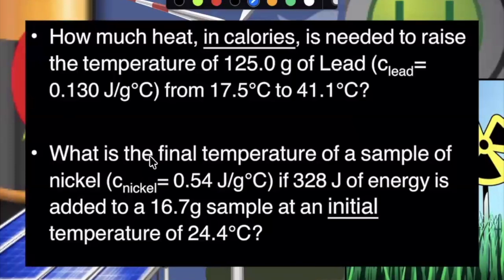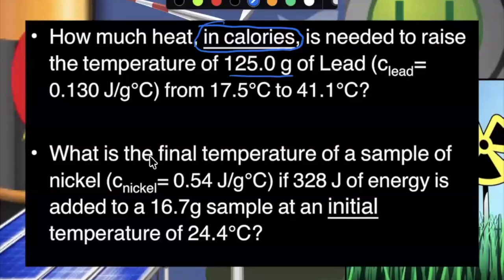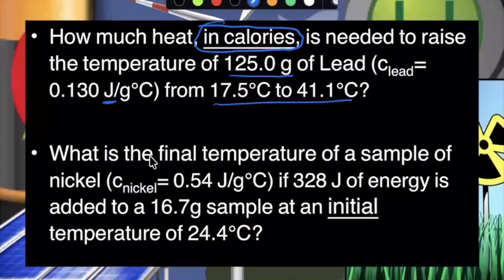Okay, so how much heat? Now, the important thing is this says in calories, and I guarantee people are going to get this wrong because of that. It's needed to raise this temperature. So I have a mass, I have a C of lead, all right? And notice this C is in joules. That's very important. And I have a delta T. So I've got an M, I've got a C, I've got a delta T. This is going to be Q equals MC delta T.